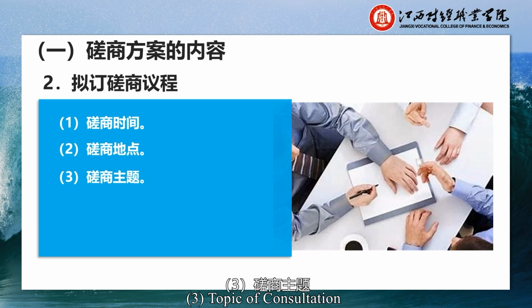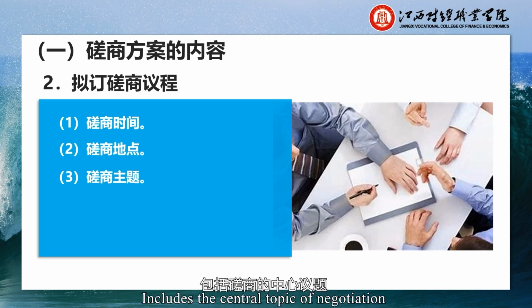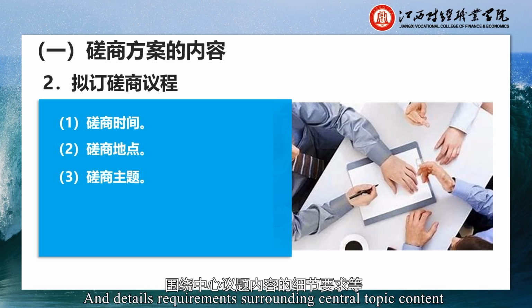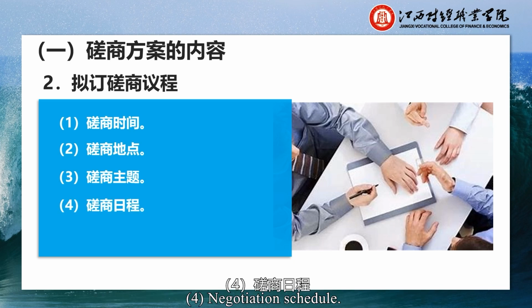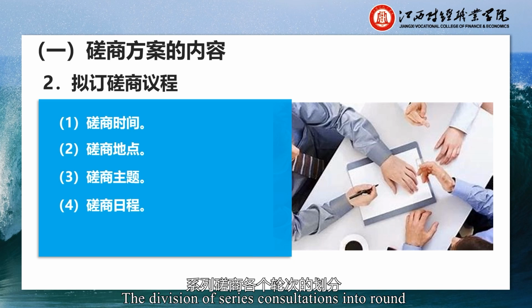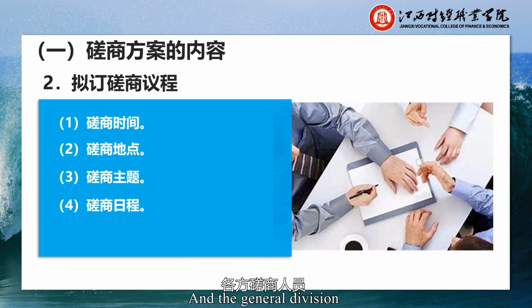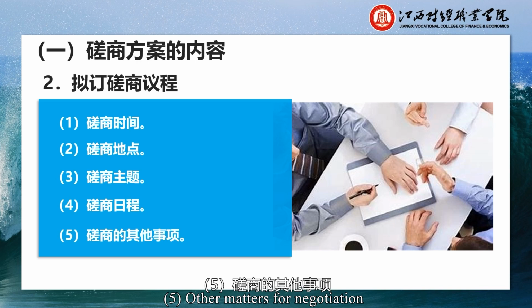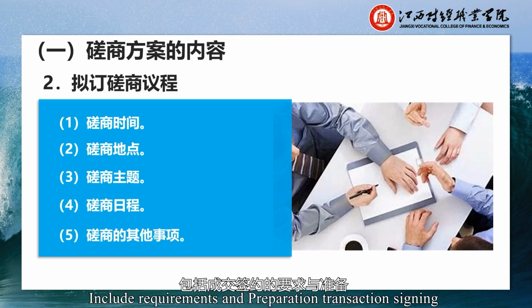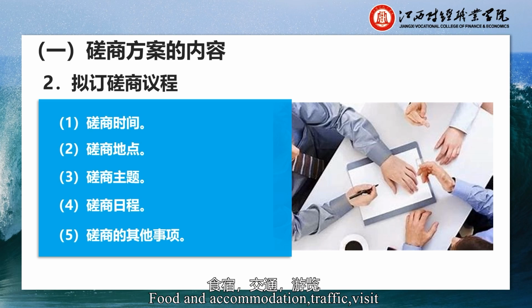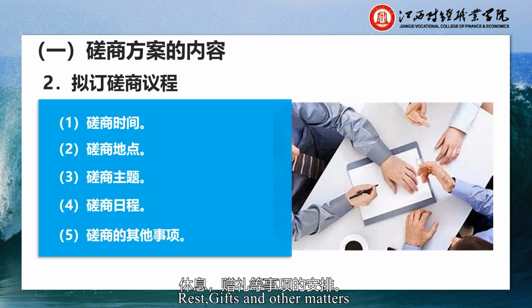Third, topic of negotiation includes the central topic of negotiation, the general principle for resolving the central issue, and the detailed requirements surrounding the central topic content. Fourth, negotiation schedule includes the order of negotiation matters, the division of a series of negotiations into rounds, and the general division of labor for each party's negotiation team. In each round, other matters for negotiation include requirements and preparation, transaction, signing, determination and invitation of arbitrator, the arrangements of negotiators, food and accommodation, traffic, visit, rest, gifts, and other matters.